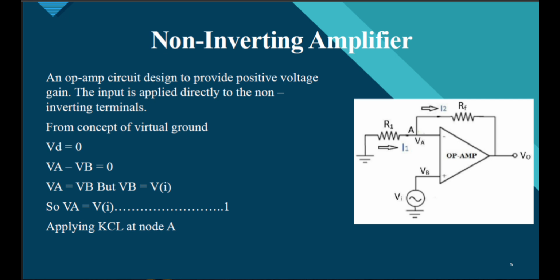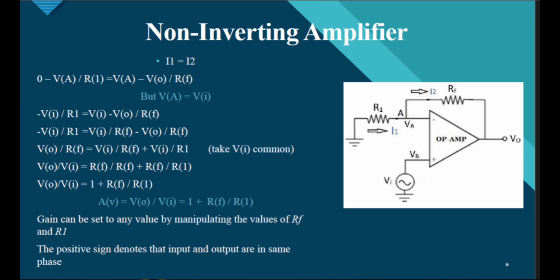Now apply KCL at node A. Since I1 is equal to I2, so 0 minus Va by R1 is equal to Va minus V0 by Rf, but Va is Vi, so we can write minus Vi by R1 is equal to Vi minus V0 by Rf. So we can write minus Vi by R1 is equal to Vi upon Rf minus V0 by Rf. Now get Vi common, so we can write V0 by Rf is equal to Vi by Rf plus Vi by R1. So we can also write V0 by Vi is equal to Rf by Rf plus Rf by R1.